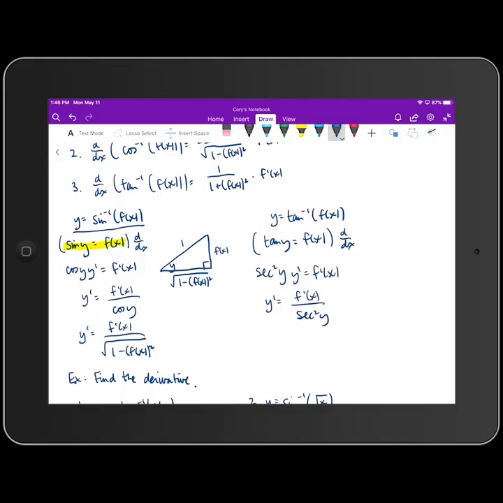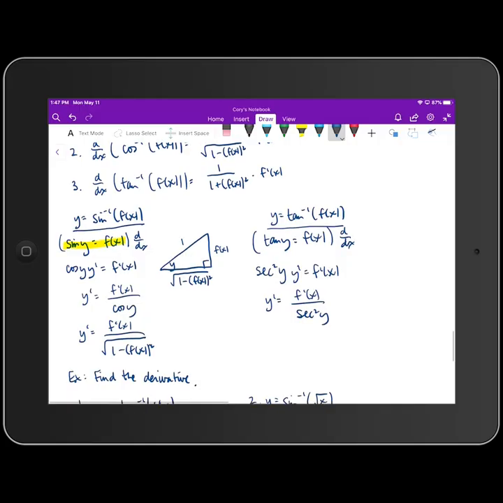And we run into the same problem that we did with the previous part, where we differentiated inverse sine. Our original function here is written explicitly in terms of x. We want the derivative written explicitly in terms of x as well. So we need to come up with an expression for the secant squared of y. To do that, we're going to use the tangent of y is equal to f of x. We're going to use that expression to diagram a right triangle here.